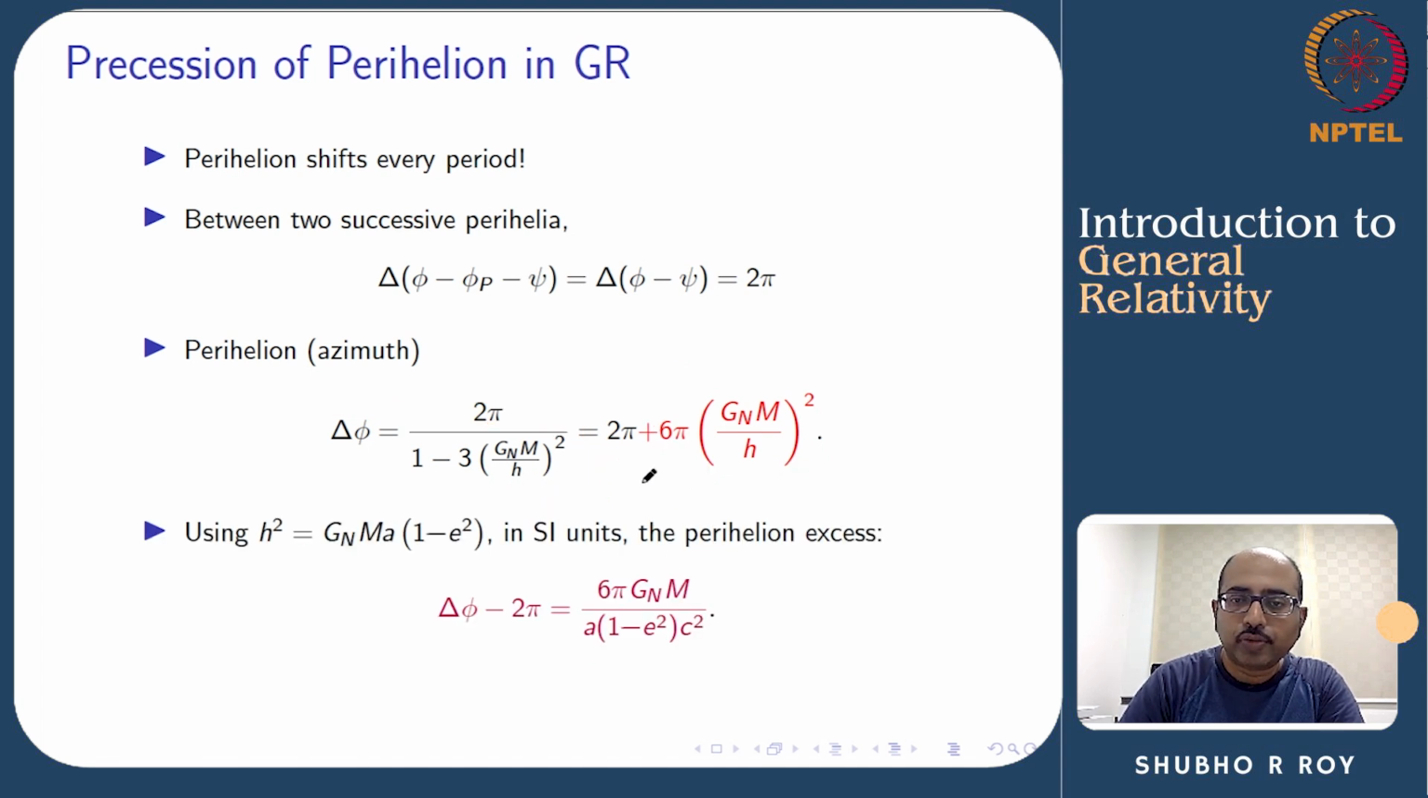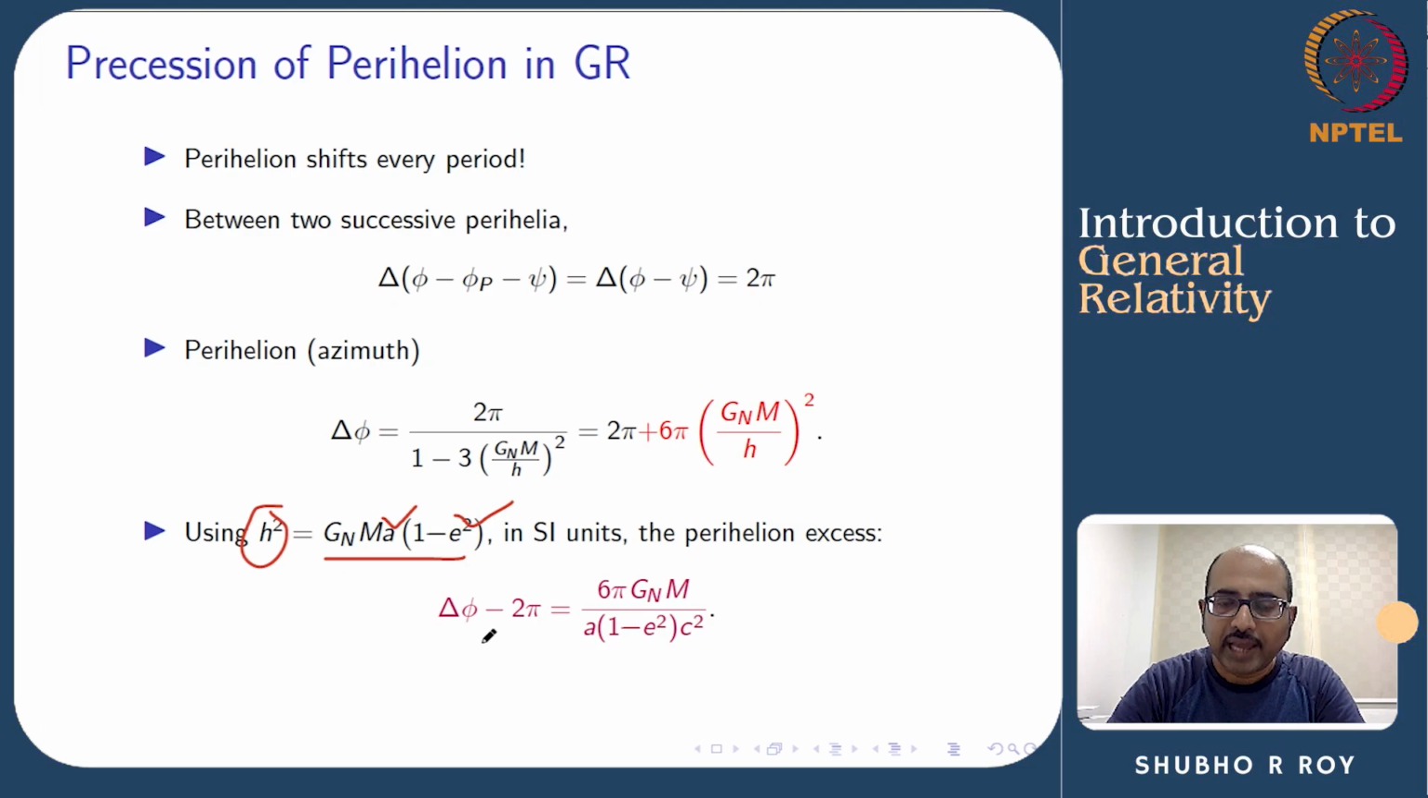So h squared, I'm going to substitute in terms of the usual conic section parameters, in particular for the ellipse. A is the semi-major axis, and e is the eccentricity. In terms of those two, the specific angular momentum squared can be written, and then I can substitute it here, and then the perihelion excess, because it is more than twice pi. So because the orbit is rotating, between two successive perihelia the azimuthal angle has to be crossed by more than twice pi, not just twice pi. In Newton's theory, it would be just twice pi, but in Einstein's theory, it is more than twice pi.